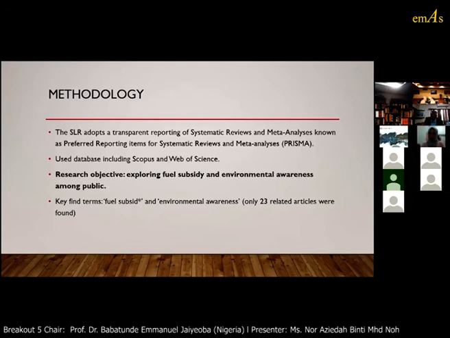So the methodology uses the SLR, adopting the Preferred Reporting Items for Systematic Reviews and Meta-Analyses, known as PRISMA, to search, filter, select, and analyze the articles for the research question. The databases that we use are Scopus and Web of Science in searching relevant literature for the study. In this research, only one objective that we developed, which is exploring fuel subsidy and environmental awareness among the public in urban road transport. Initially, the key search terms we use are fuel subsidy and environmental awareness.